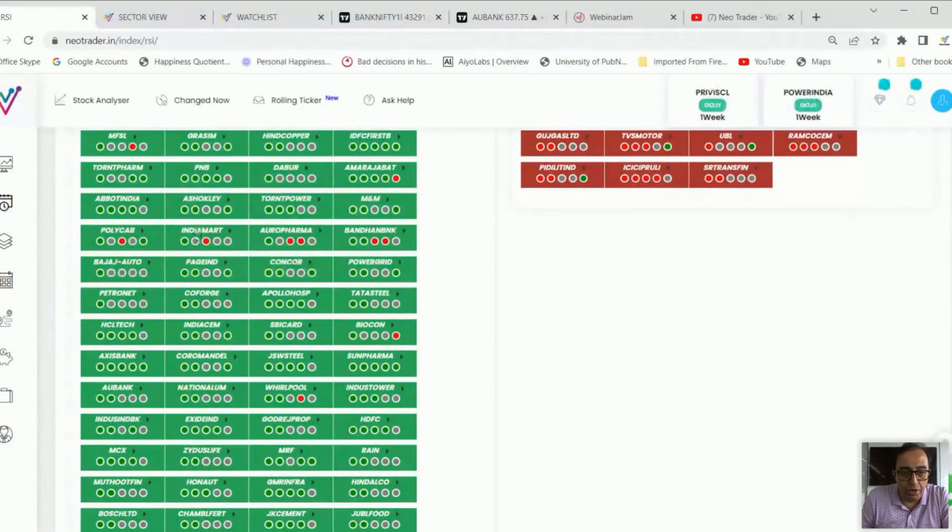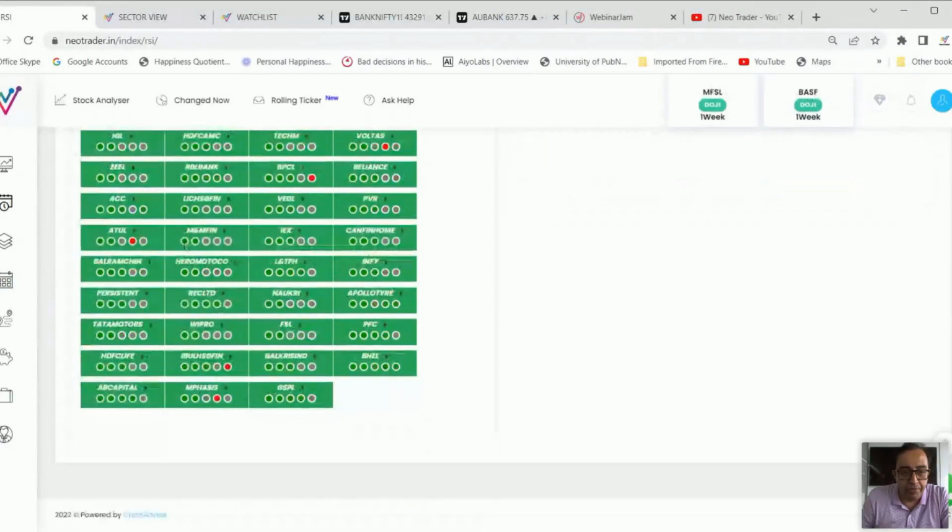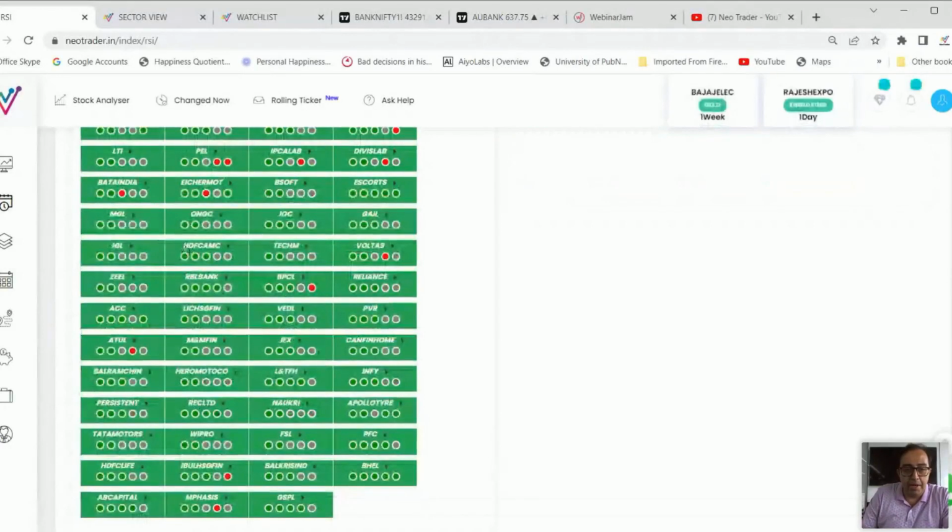So if you go here and scroll, there are so many of them. But many of them, you will see that there are multiple circles here. Preference should be given to circles from the left hand side to the right hand side. Left hand side means the lowest time frame, which is 30 minutes, and it goes up to the month. So 30, 60, daily, weekly, monthly.